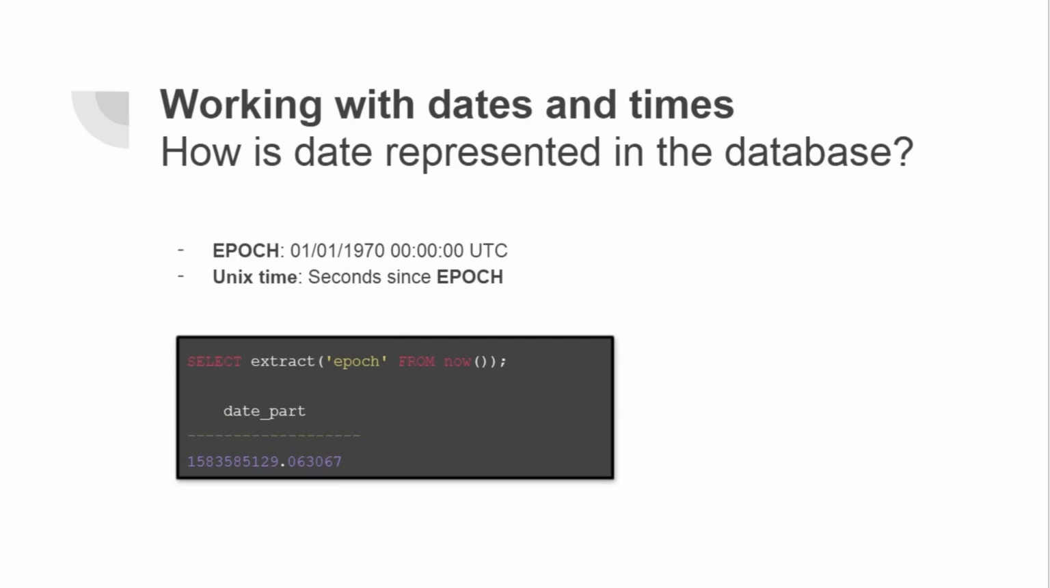So before we talk about dates and times, let's first understand how they are represented in the database. There's a term called epoch. Epoch refers to the beginning of time in computer land, which is the 1st of January 1970. Unix time, which is what most databases use to represent dates, is the number of seconds since epoch. You can see it in the database. If you do extract epoch from now, you get the number of seconds since the 1st of January 1970 in UTC time. The floating point is for microseconds.